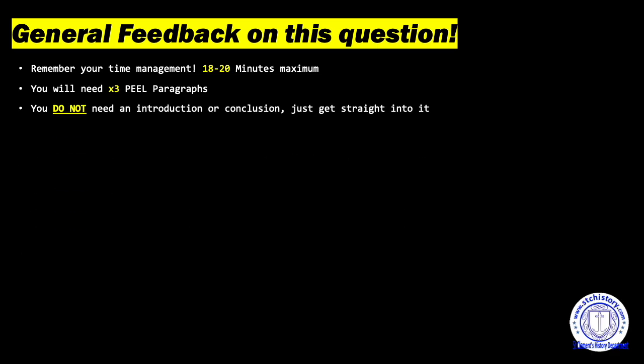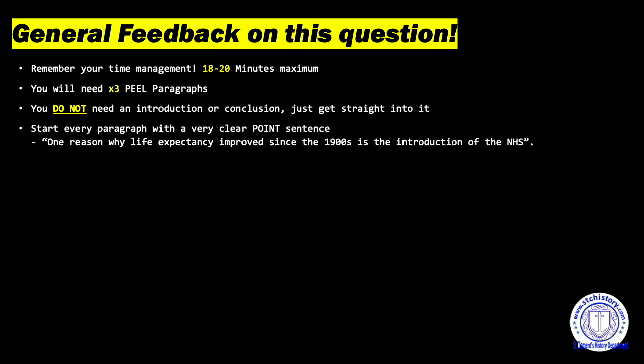Some of you only did two, some of you only did one, some of you did three mixed into one big one. Make it really easy for the examiner to see where your points are. You do not need an introduction or conclusion for the 12 marker. You haven't got time, just get straight into it. That was a bit of a problem for most of you. Lots of you did an introduction in this question. Okay, so in the 12 marker, no intro, no conclusion.